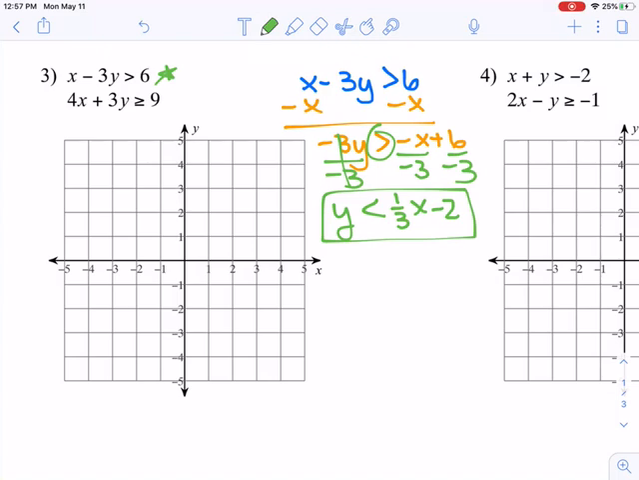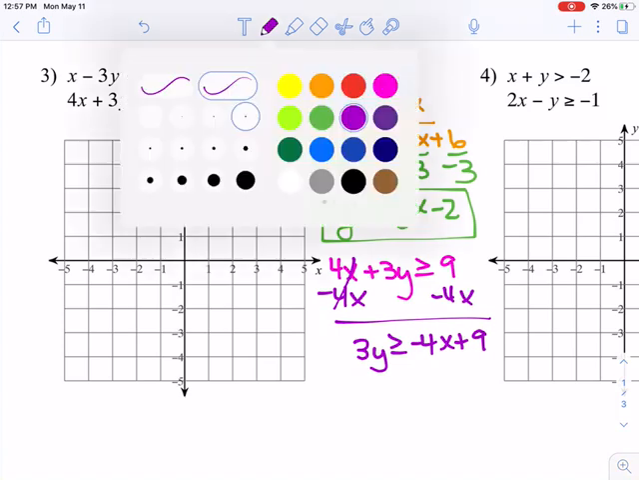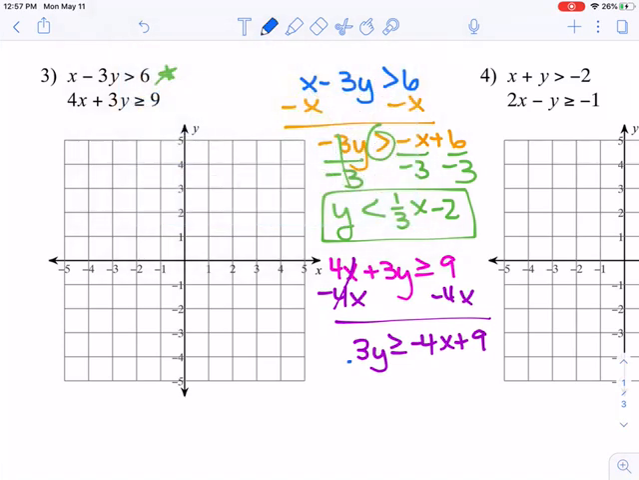All right, so for my second line, we've got 4x plus 3y is greater than or equal to 9. We want to go ahead and get our x by itself, so let's subtract 4x from both sides. We're left with 3y is greater than or equal to negative 4x plus 9. Let's divide everything by 3. And our second line is y is greater than or equal to negative 4/3 x plus 3.